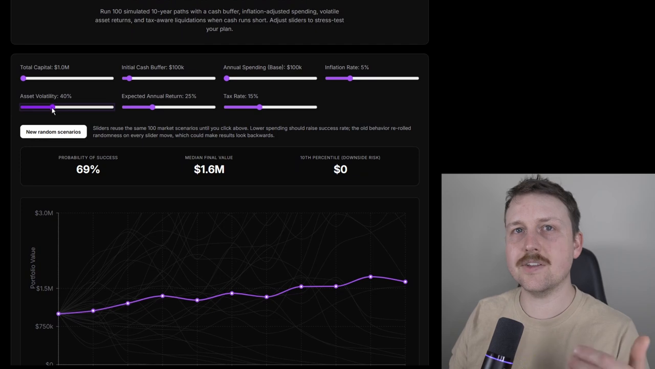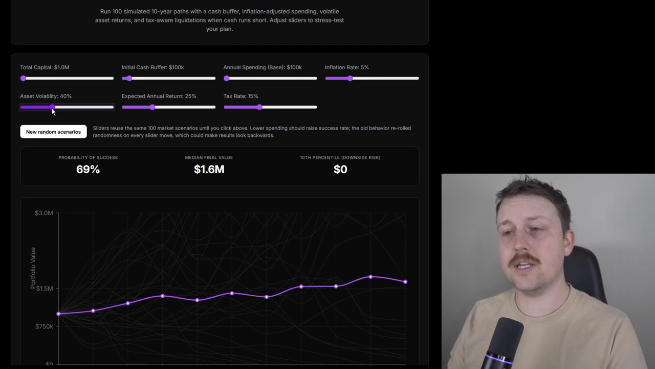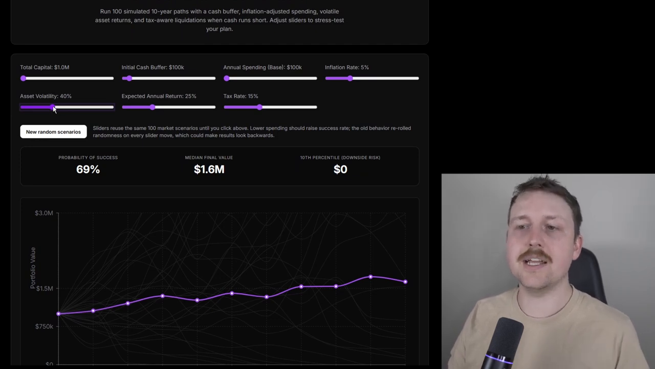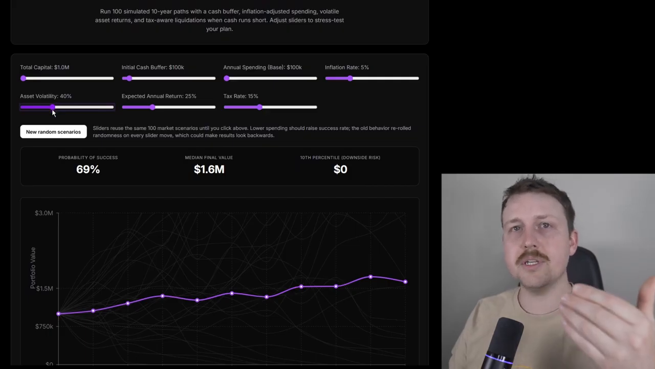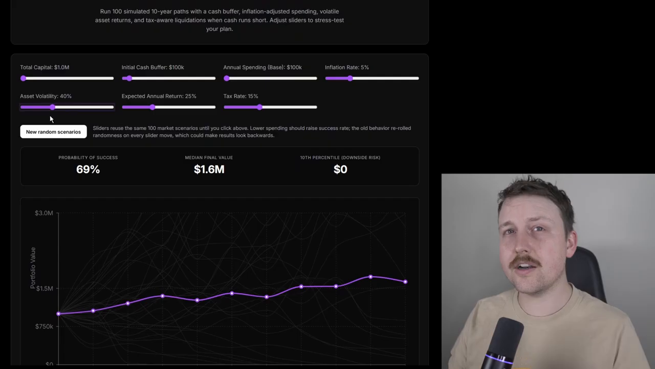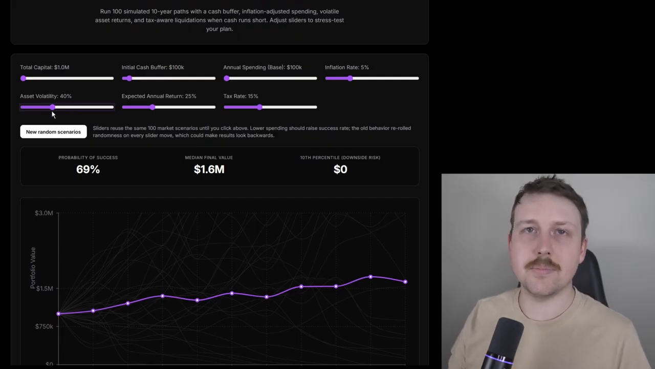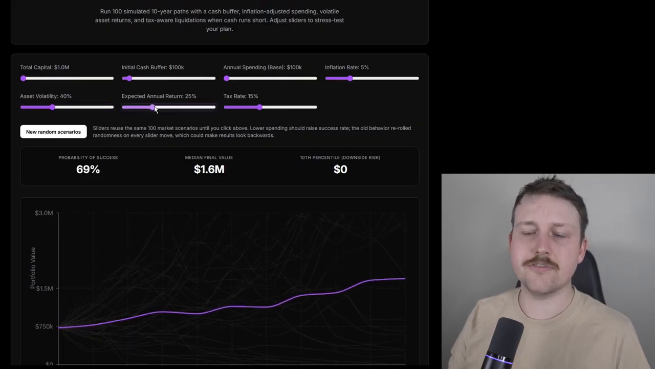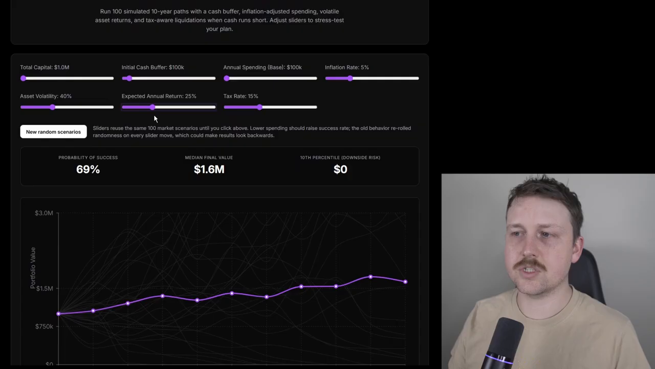The volatility impacts the probability of success quite a lot, because you have to sell this asset to fund 1 year of liabilities. And because of the volatility, if the volatility is high, there could be a year where you're selling quite a lot of it because the price has gone down a lot in that year. The expected annual return, this is obviously going to affect the probability of success quite a lot.